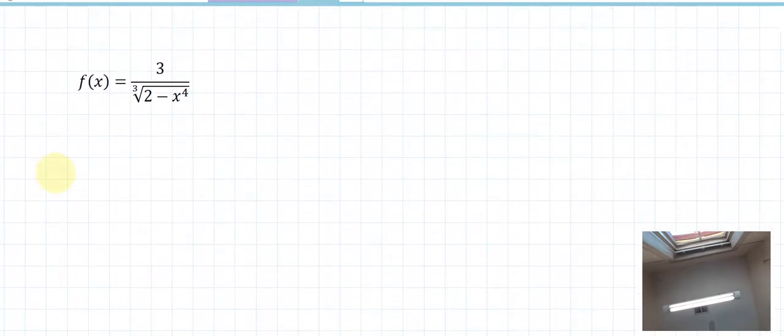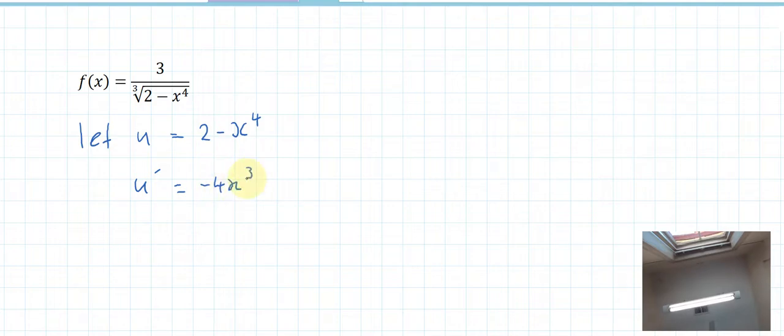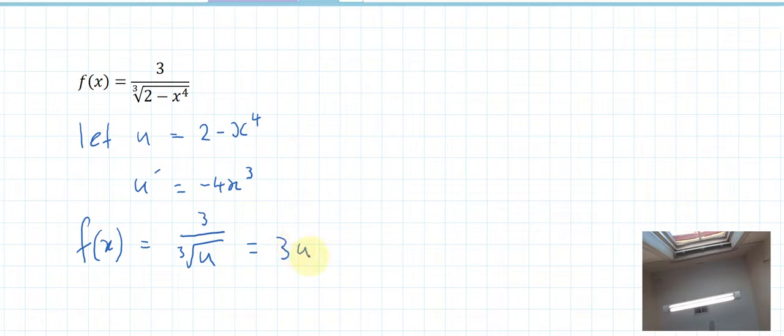Alright, another practice. Here, I'm going to let u equal 2 take x to the power of 4. Alright, so u prime then is minus 4x to the power of 3. So what does this function look like after I've made that replacement of u? Well, f of x really looks like 3 over the cube root of u. I'll write that in a slightly easier form to differentiate. That's 3u to the minus a third. Right?